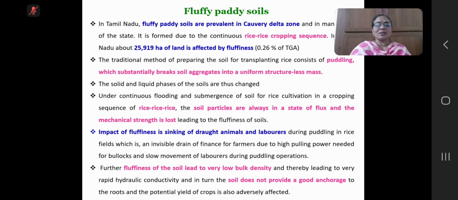So because of this, the farmers usually come across the problems such as sinking of draught animals, and laborers will find it very difficult to move in the field during field operations. And also because of the very low bulk density, the soil cannot provide good anchorage to the plant roots.